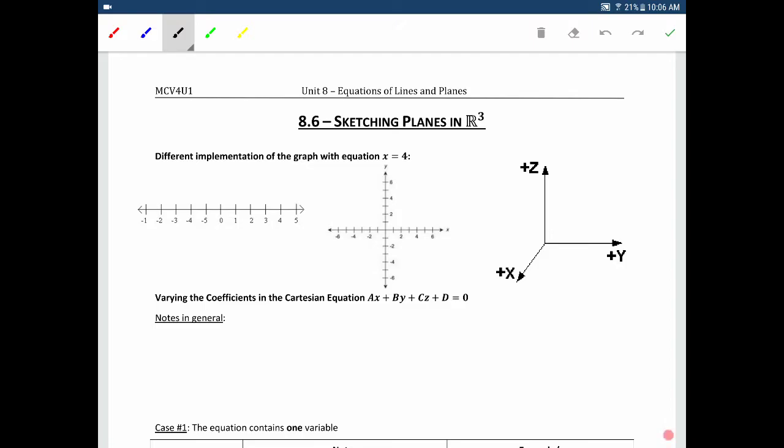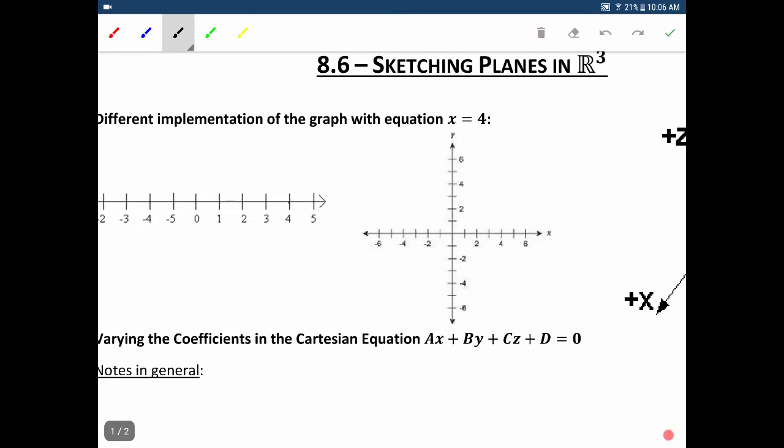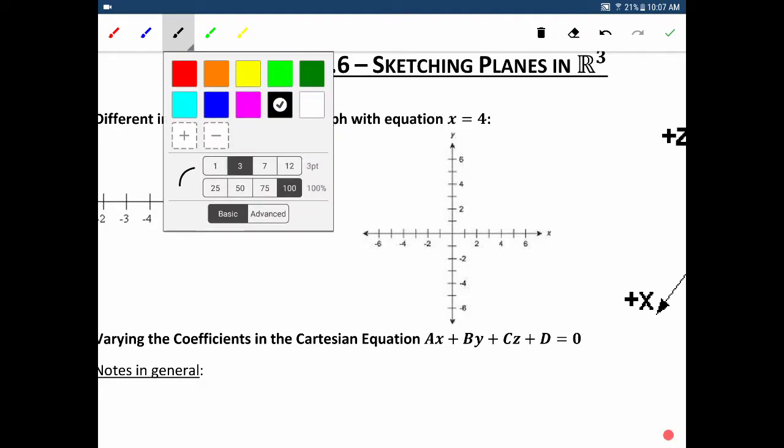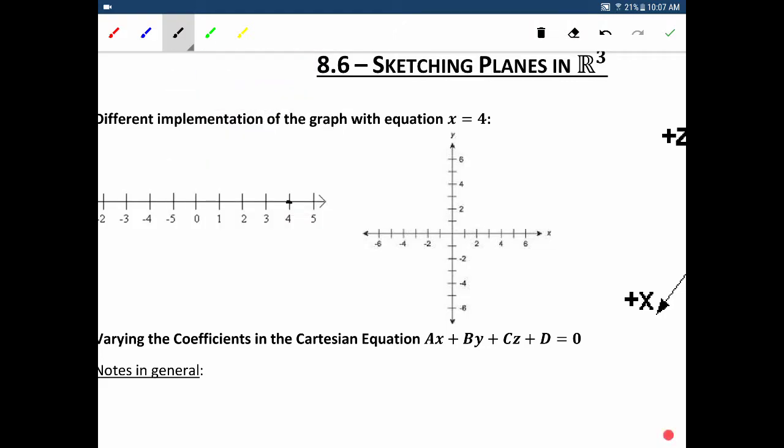So first of all, let's just go through what something would look like if we've got the equation x equals 4. If we're drawing this just in 1 dimension, it's just going to be a point. Okay? There we go. So there is x equals 4 in 1 dimension.